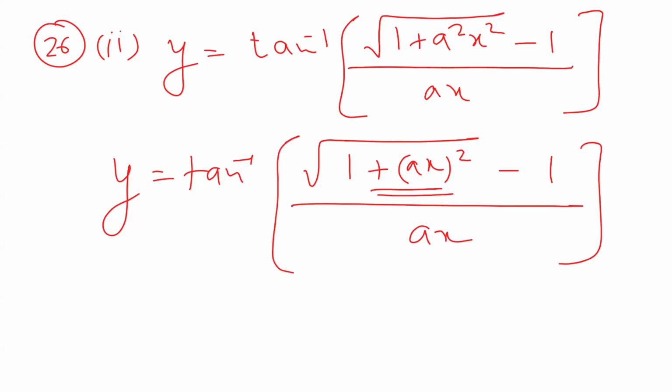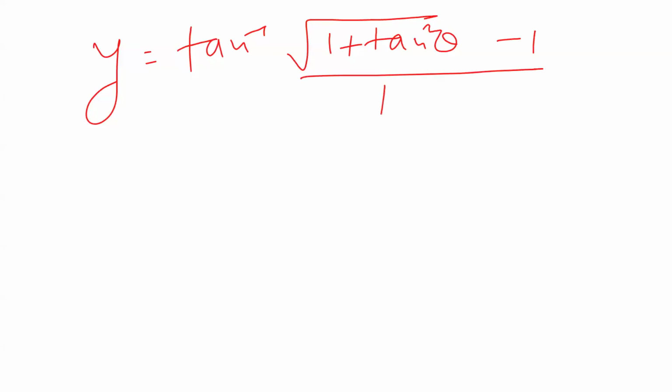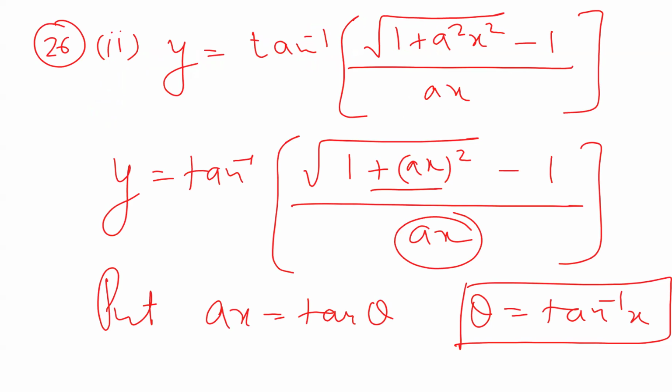Whenever it is plus, take tan. But then we'll club this a along with x. So put ax is equal to tan theta. So theta is equal to tan inverse of ax. Okay. So y is equal to tan inverse of root of 1 plus tan square theta minus 1, and ax is tan theta down. Wherever there is ax, put tan theta. Fine.